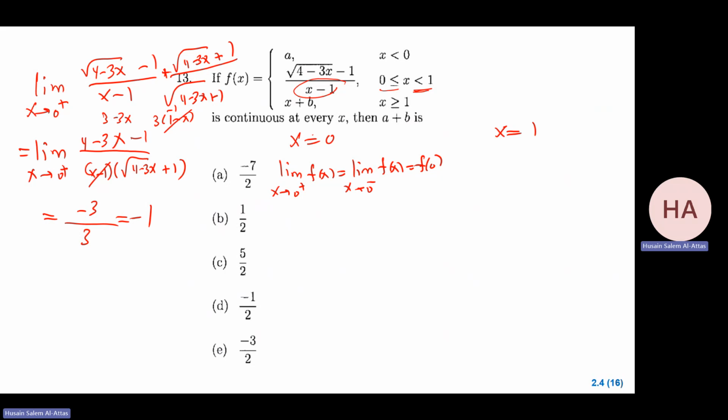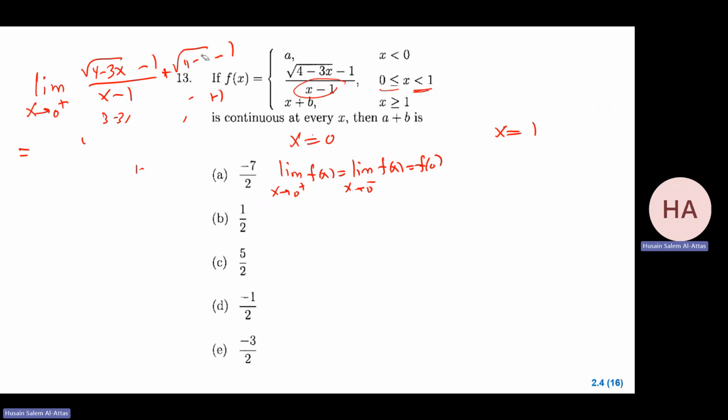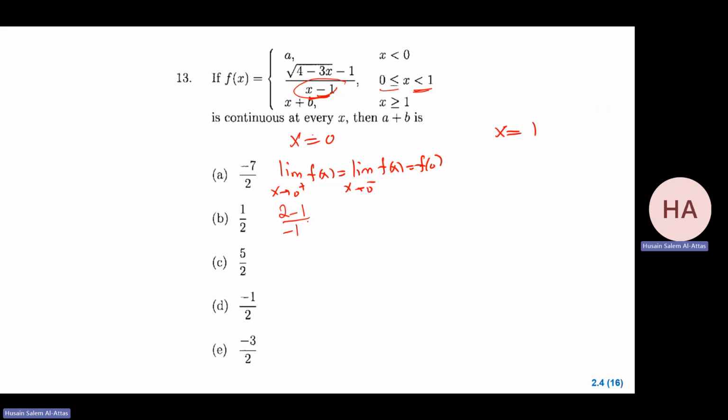Oh, no, sorry. What I'm doing is for x going to 1, and this is not correct. Actually, I'm doing it for x going to 1, not 0. For 0, just substitute; 0 has no problem. The problem is about x equals 1, where I need to do the limit. So for 0, just substitute. You get 4, 2 minus 1 over minus 1, which is minus 1. So that will be minus 1.